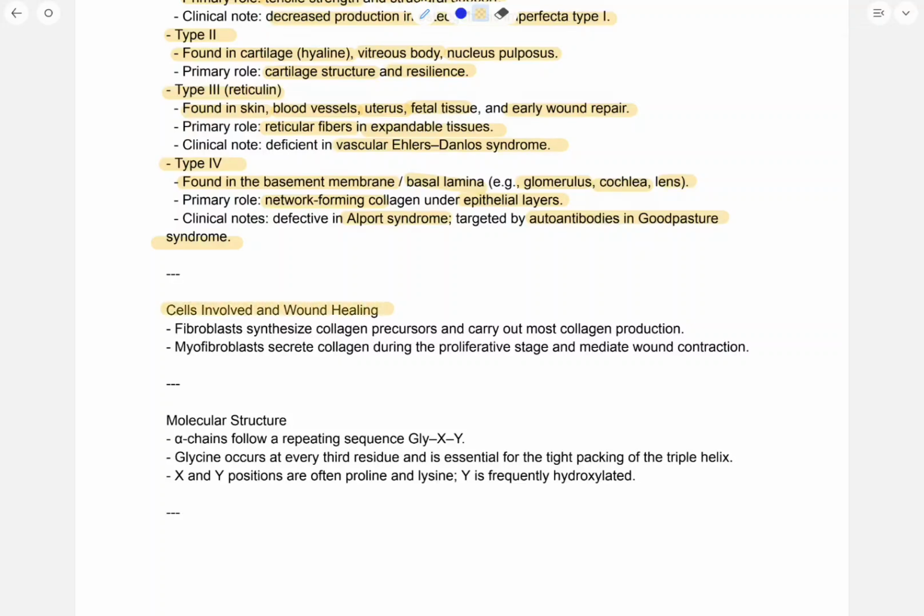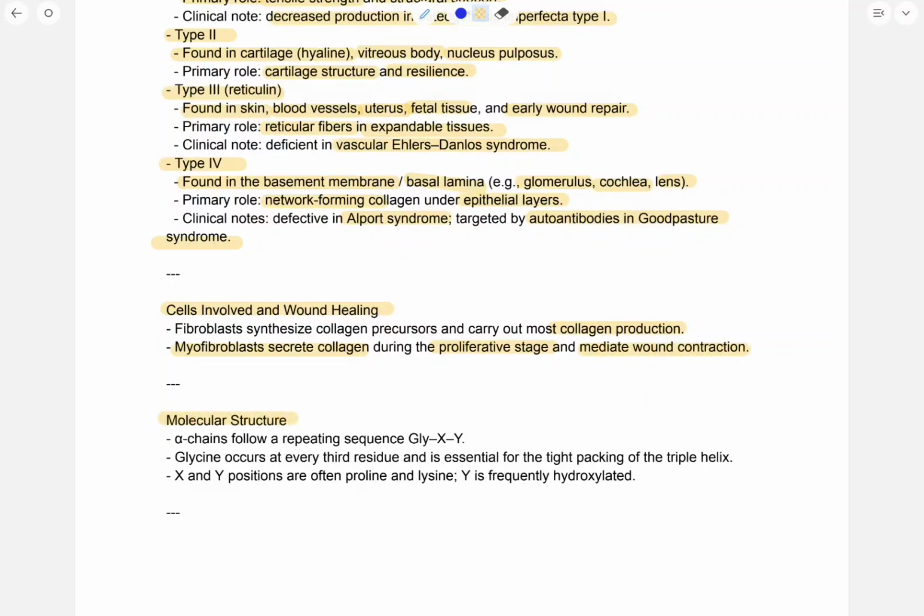Cells involved in wound healing. Fibroblasts synthesize collagen precursors and carry out most collagen production. Myofibroblasts secrete collagen during the proliferative stage and mediate wound contraction.